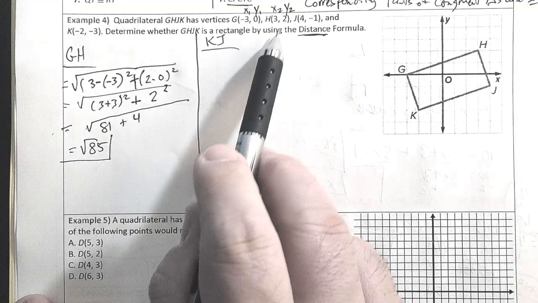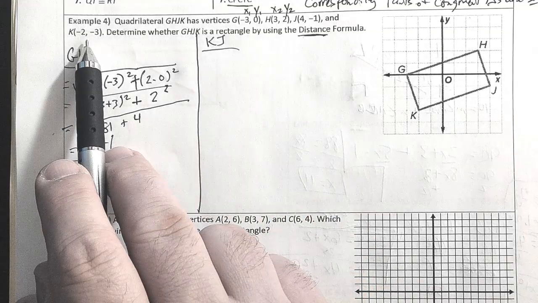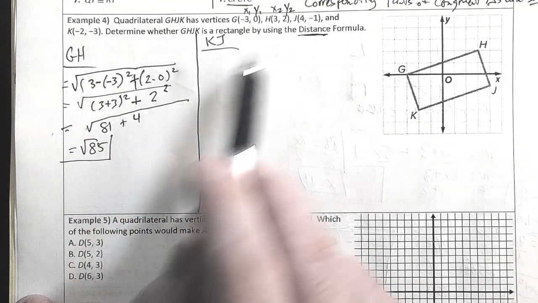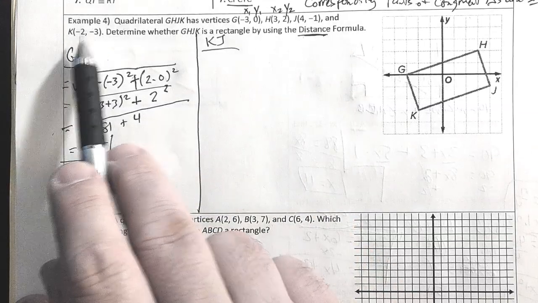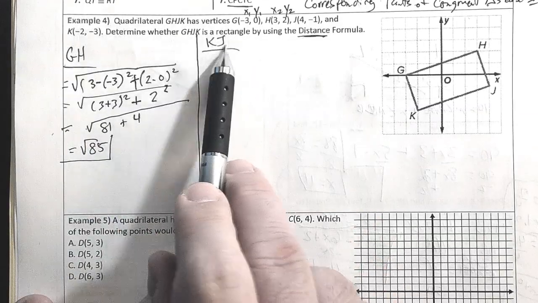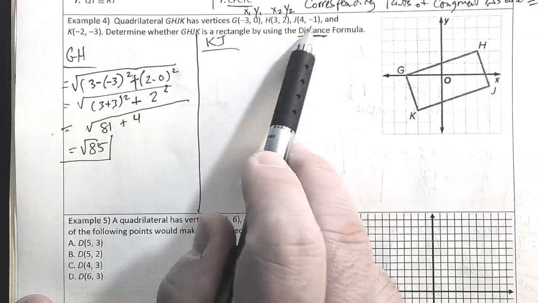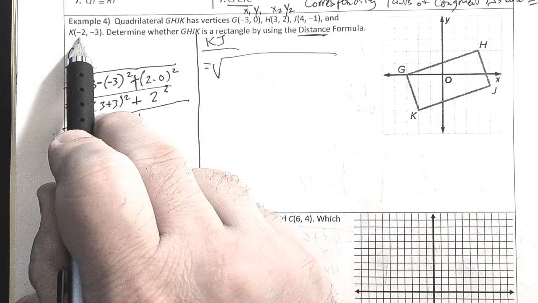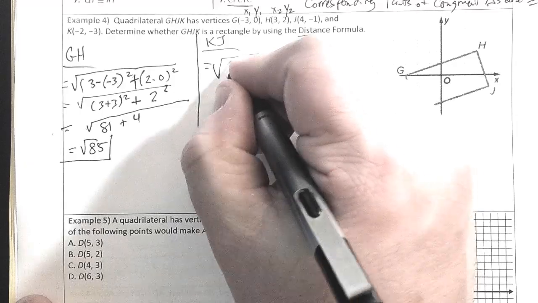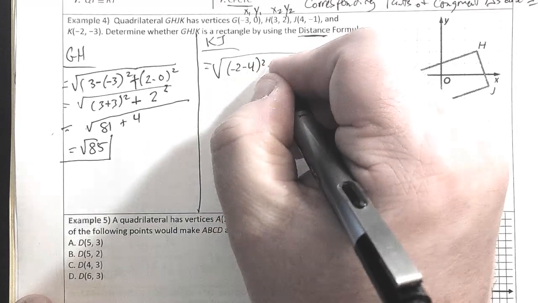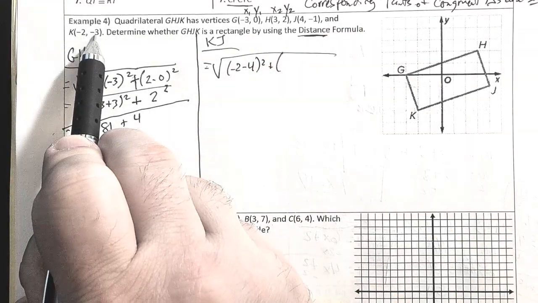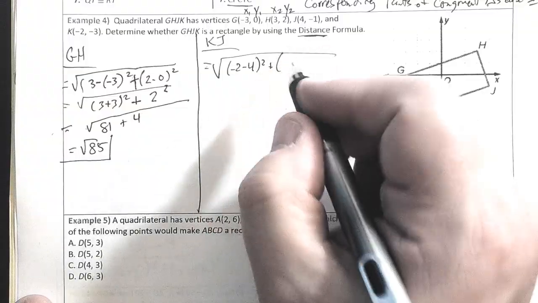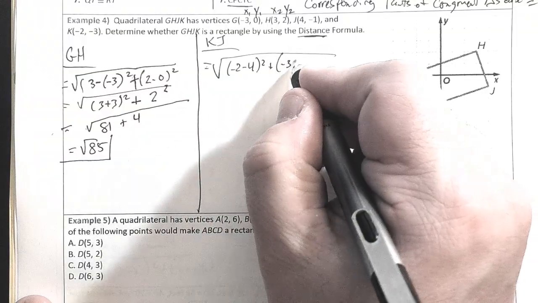So KJ, and you can do it either way as long as one set is your ones, one set is your twos. Even though it's written KJ, I'm going to make these my twos, these my ones. So it's going to be negative 2 minus 4 squared plus negative 3 minus negative 1. So negative 3 plus 1.